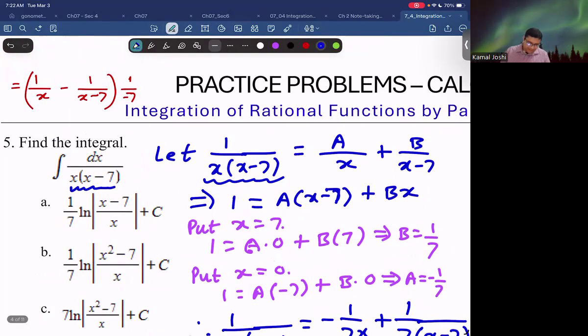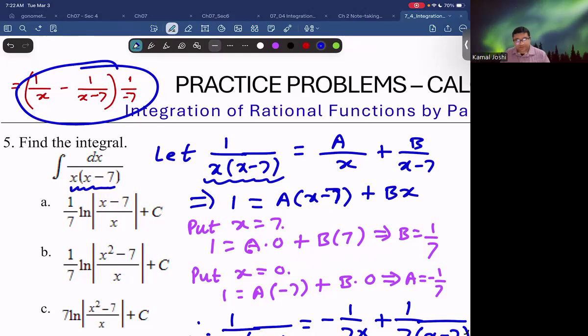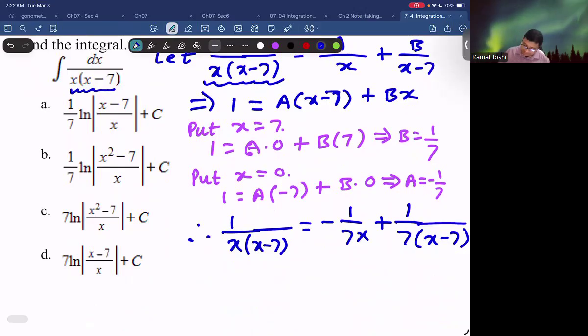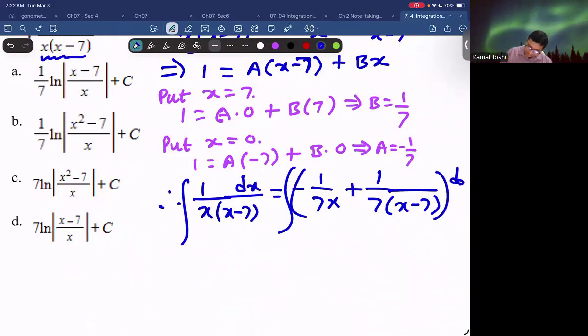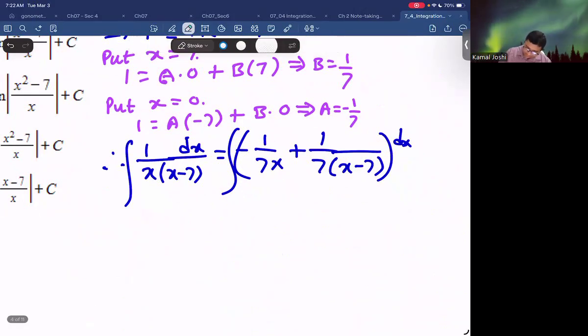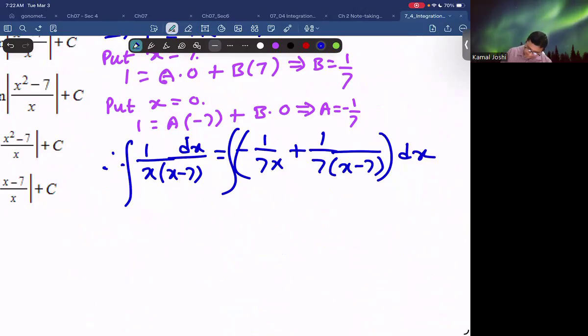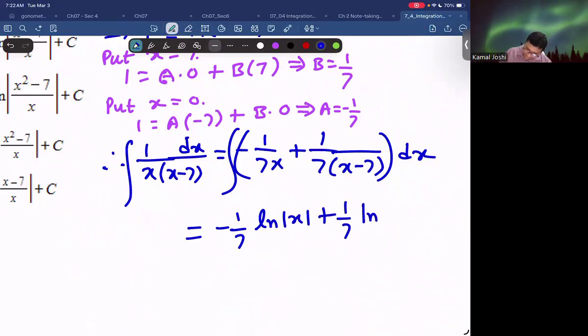And that's the same thing that we have here if you distribute that minus 1 over 7 inside. Okay, done. Once you're done with that, then you can do the integral. So let's apply the integral now on both sides, dx, this whole thing dx. What does that produce? Minus 1 over 7 ln x plus 1 over 7 ln x minus 7 plus constant.